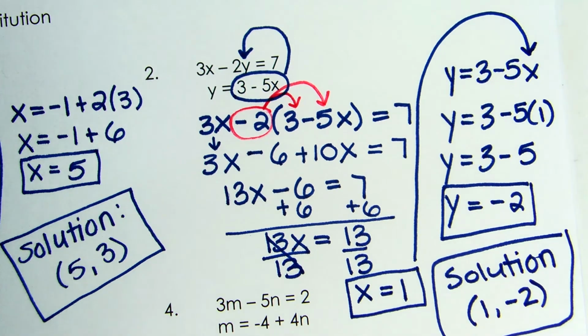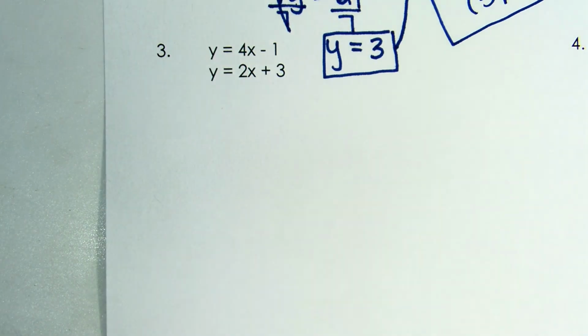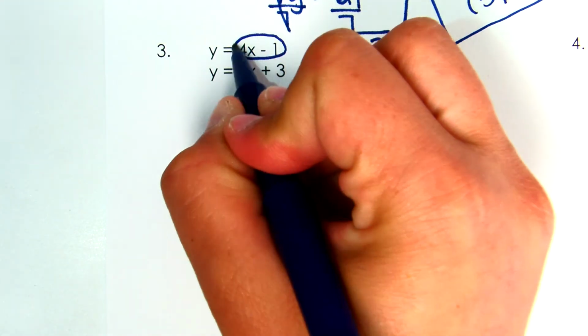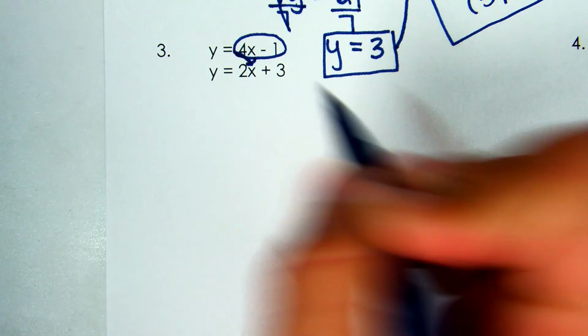My third problem, I have y equals 4x minus 1 and y equals 2x plus 3. I can pick whichever equation I want to plug into the other, since I have y alone on one side of both equations. I like to just pick the top and plug it into the bottom.